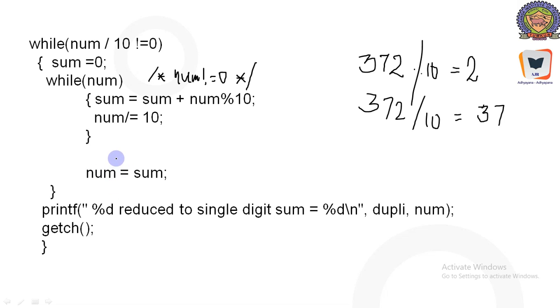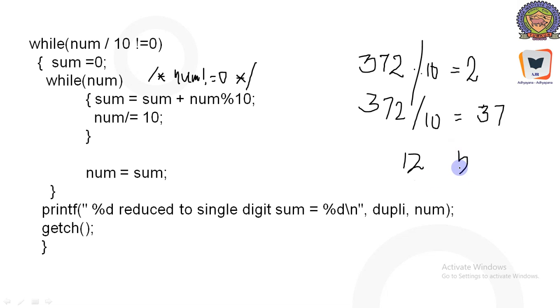What you get here is num will become sum. If sum is 12, num will become 12. And this is to be added yet again till it becomes a single digit number.